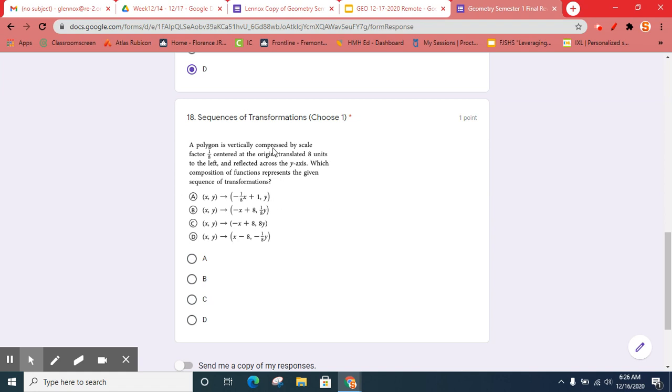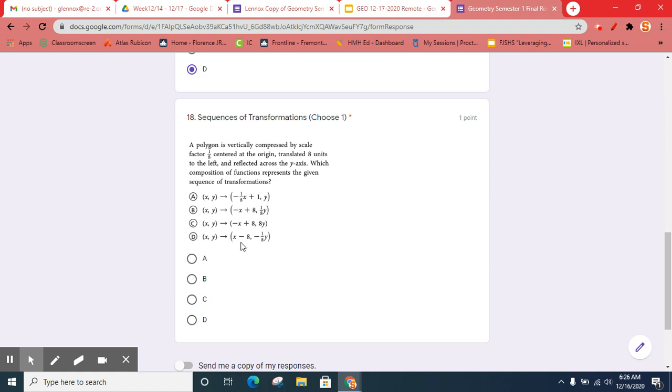So here again, vertically. So this is vertically changing or being multiplied or dilated by 1/8. So we're going to see that happen to the y factor. So right away we can see this is either going to be B or D. We got that 1/8 on there.